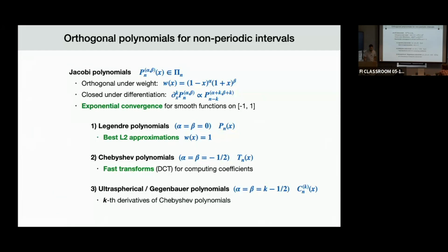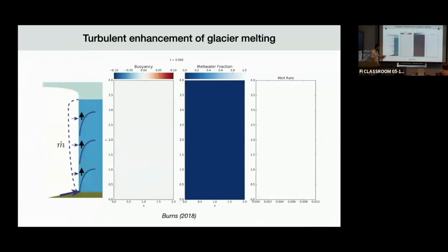Okay, just to show what this gives you now. This is a simulation I did for my thesis on turbulent enhancement of glacier melting. The general physical setup here is that in places like Greenland, you have glaciers that flow down into the sea through valleys. And where they actually meet the ocean are these glacial fjords, and you end up with a vertical ice face at the edge of the glacier that's flowing into the fjord. And these ice faces can be huge. These can be kilometer deep fjords.